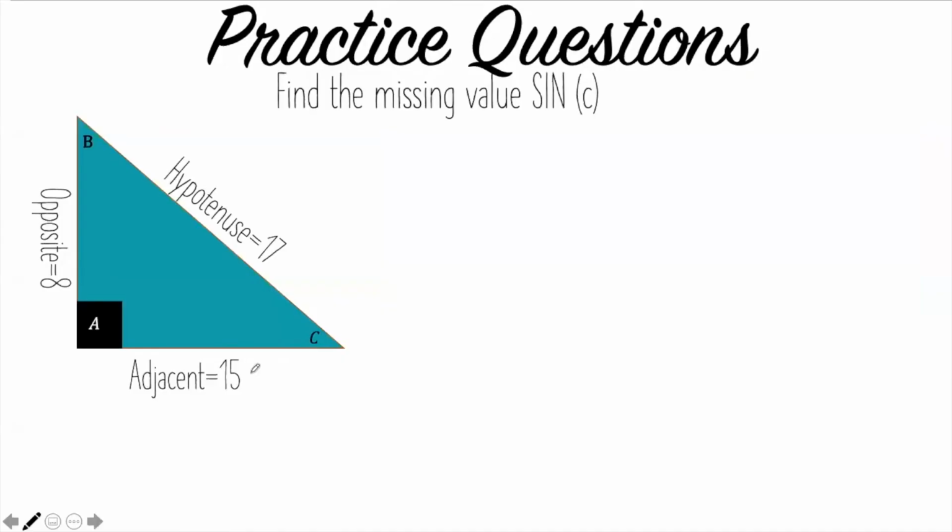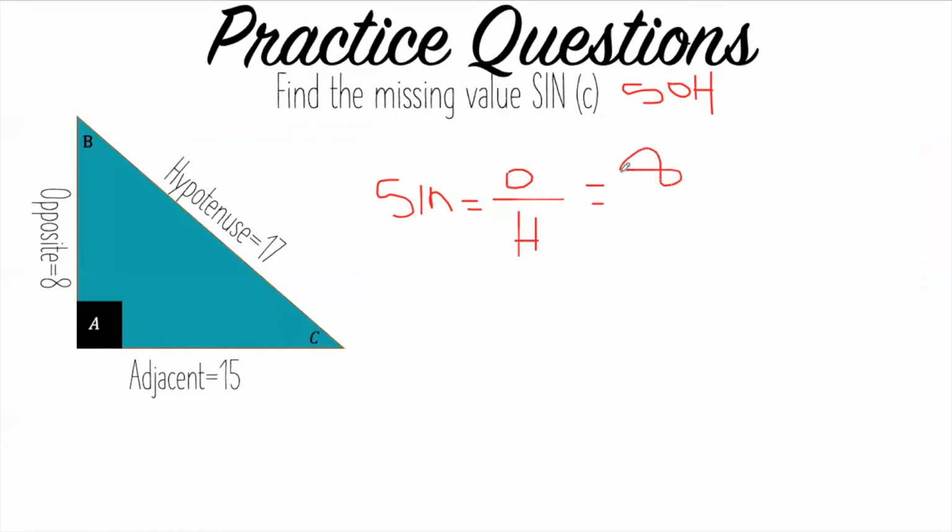All right, find the missing value sine. Again, we have SOH CAH TOA, and we're actually looking for sine, so we can just stop there. Which means sine is equal to opposite by hypotenuse, so O by H. And our opposite is equal to 8, and our adjacent is 15, and our hypotenuse is 17.